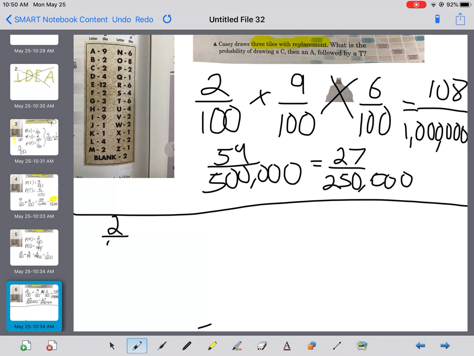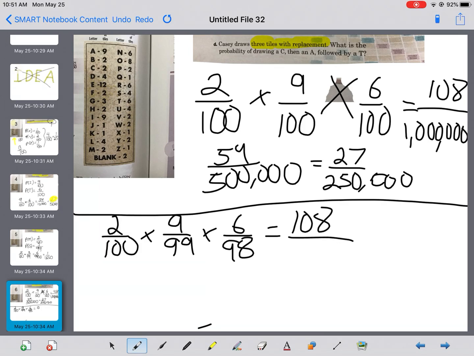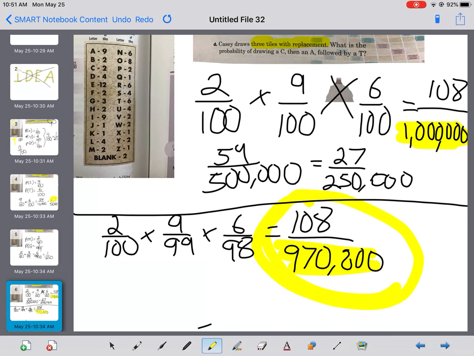But now let's pretend underneath this line here that Casey is not replacing. Then we would get 2 out of 100 times 9 out of 99 times 6 out of 98, because 2 tiles are missing. We'd still have 108 on top, but now the bottom would be 100 times 99 times 98, which is 970,200. I could simplify, but what I want you to see is that you actually have a better probability of it happening when you don't replace because your bottom number is smaller.